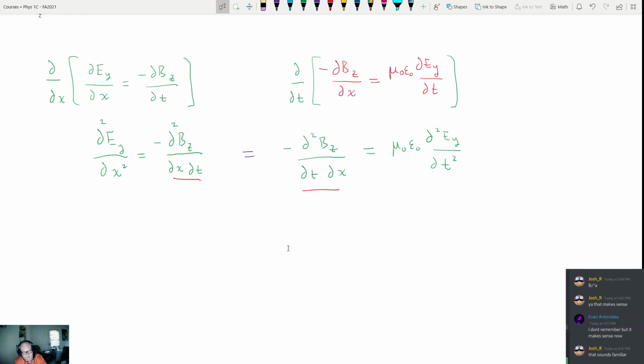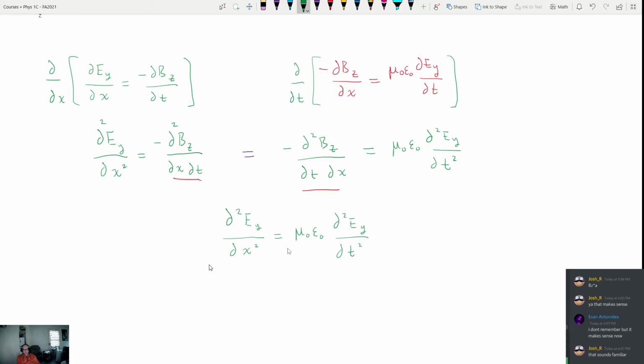Okay. So, we know that they're equal to each other, which means that the other things are equal to each other too, which means that this is true. If we take the second partial of Ey with respect to x, that is equal to mu naught multiplied by epsilon naught multiplied by the second partial of Ey with respect to t.